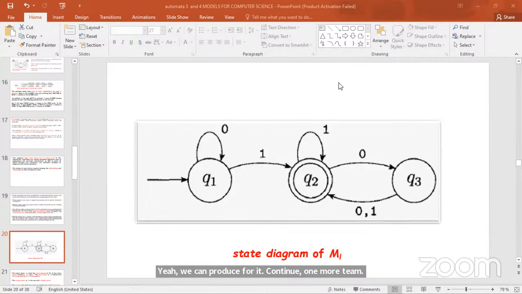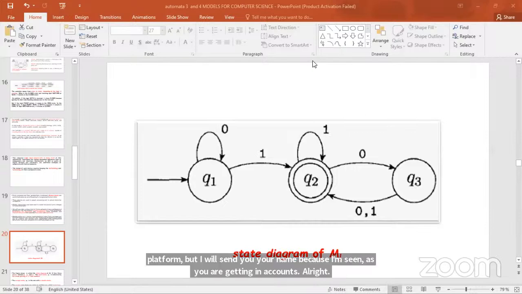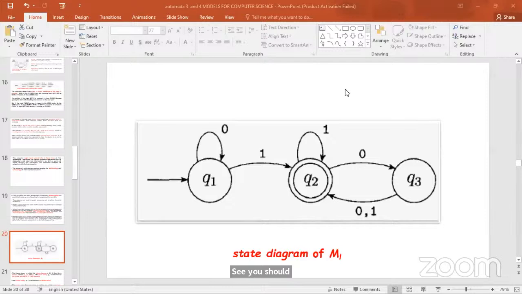All right, so I feel that I have all the matric numbers registered already. So if you just join the class, don't bother putting your name, because I'm seeing as you are getting in and out. I'd say you should not put your name. One name has entered. I'm going to flush you out.